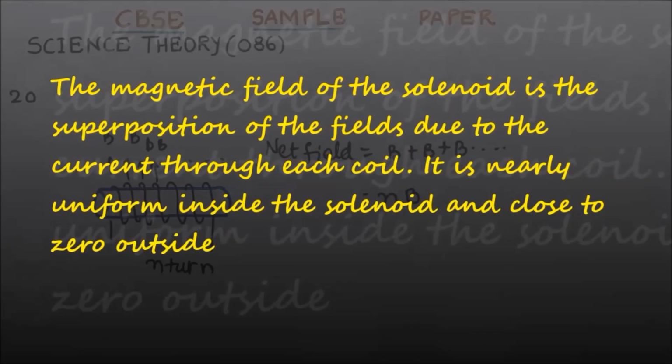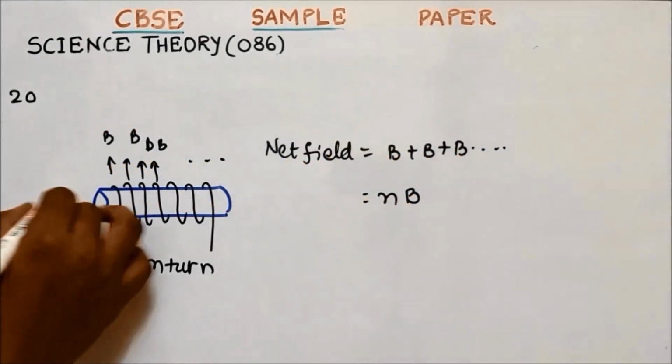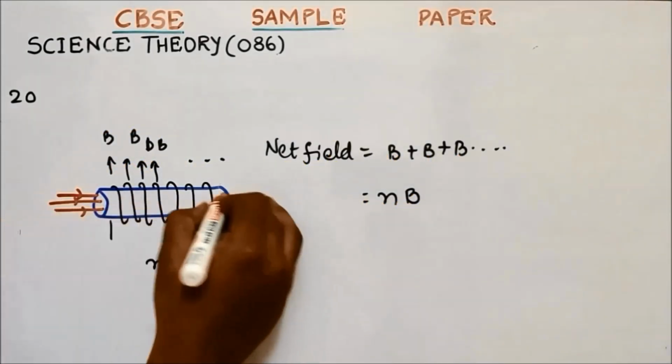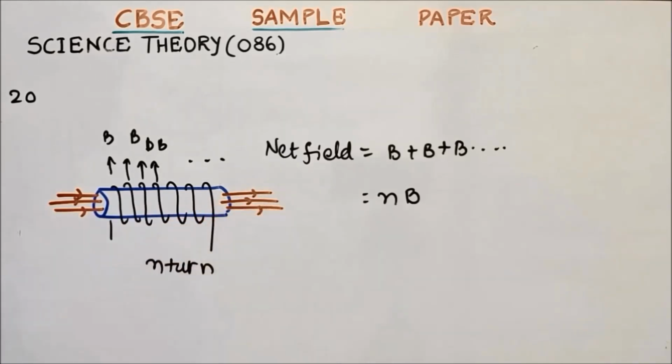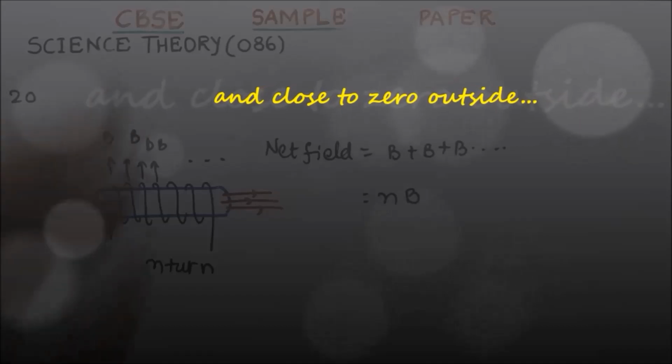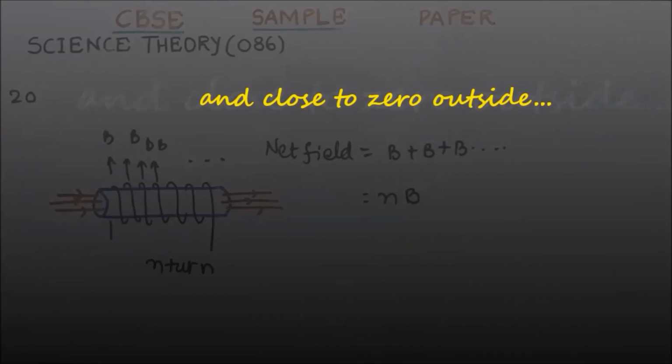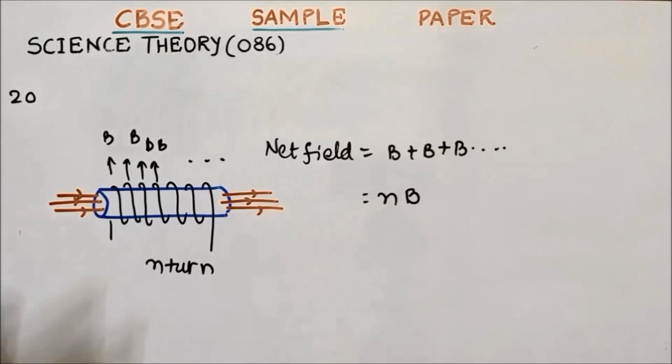It is nearly uniform inside the solenoid. He is talking about the magnetic field inside the solenoid. How do we draw that? We draw parallel lines of field, which means a uniform magnetic field. And close to 0 outside. Outside the solenoid, the magnetic field lines are dispersed around the solenoid, so the effect of each field line will be very, very negligible.